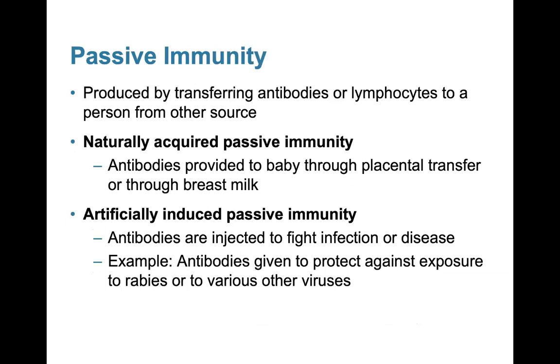With passive immunity, this is produced by transferring antibodies or lymphocytes to a person from another source. Naturally acquired passive immunity, antibodies provided to a baby through placental transfer or through breast milk. And then you have artificially induced passive immunity. This is when antibodies are injected to fight the infection or disease. An example of this is antibodies given to protect against exposure to rabies or other viruses. So if you've ever gone for a rabies vaccine, they're essentially giving you antibodies to combat that.